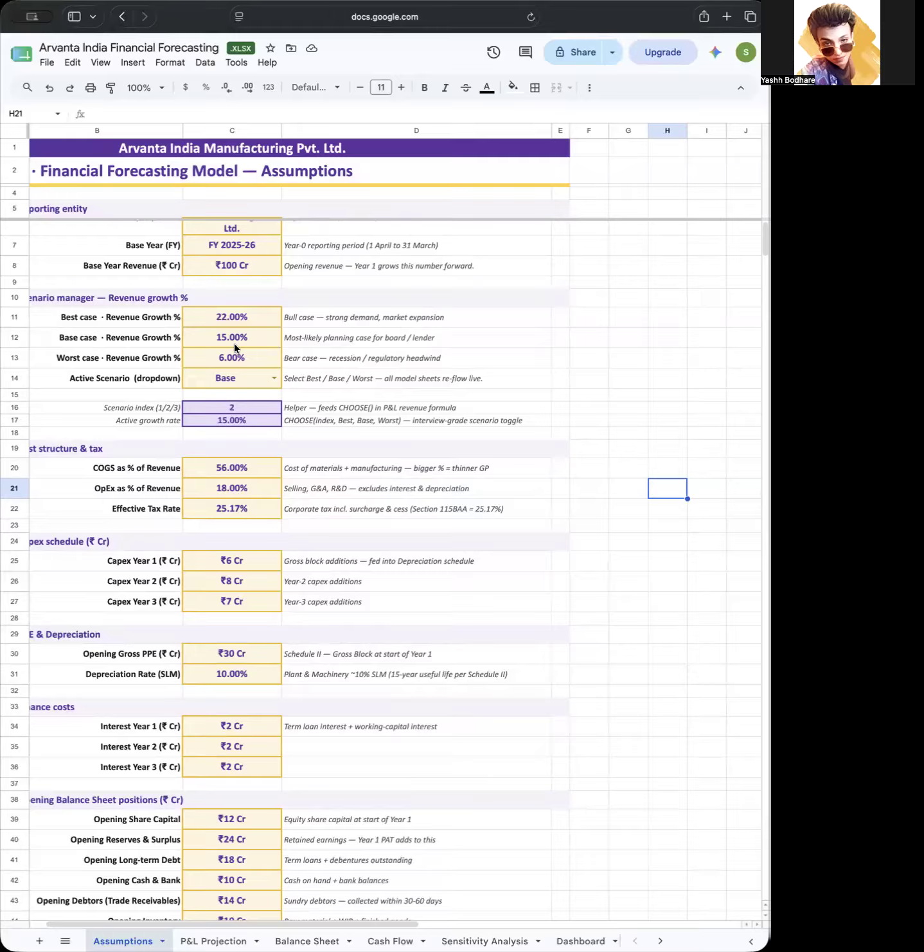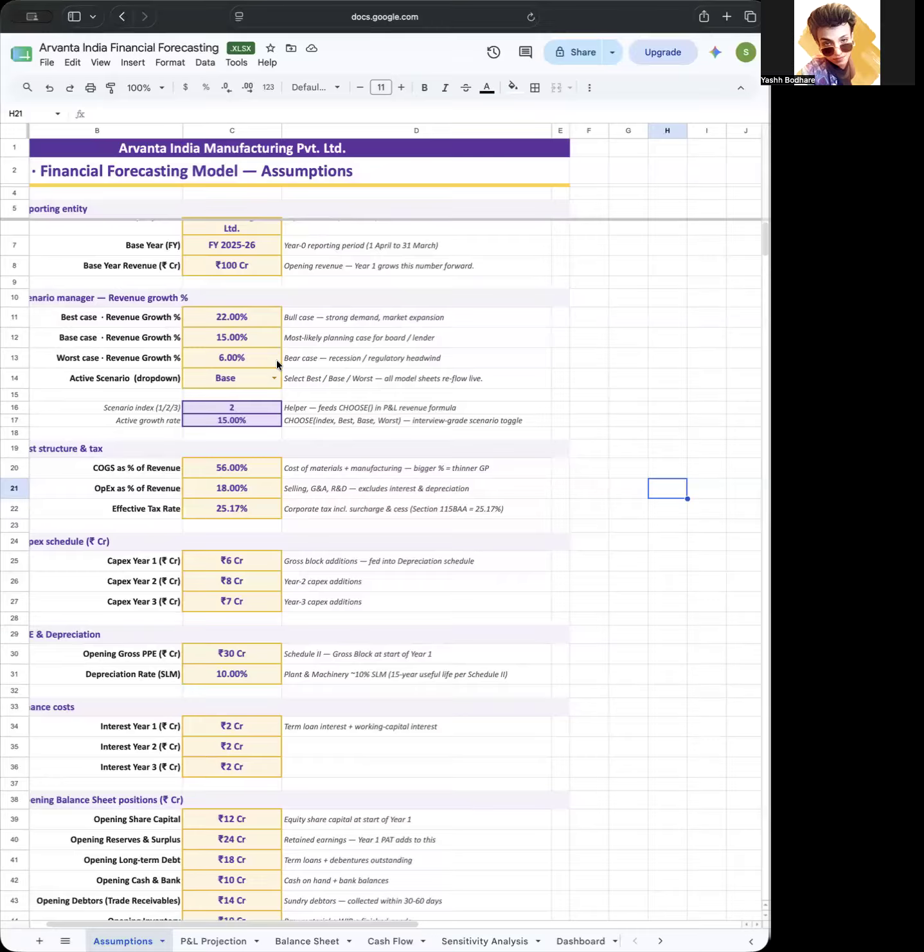The worst case revenue growth is 6%. This is the conservative or downside scenario. It may represent conditions such as slow market demand, economic weakness, increased competition, customer order delays, regulatory pressure, supply chain disruption, lower utilization of manufacturing capacity, etc. So the company is still assumed to grow, but at a much slower rate. So this scenario helps management assess financial resilience.